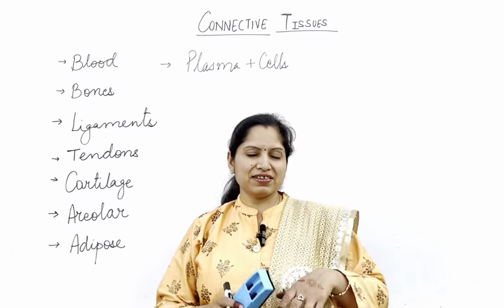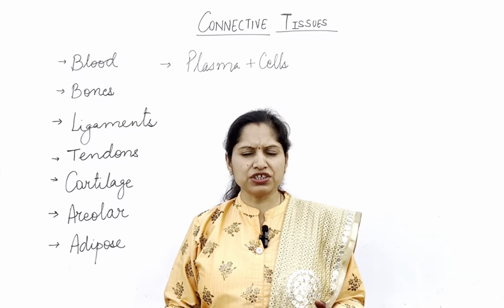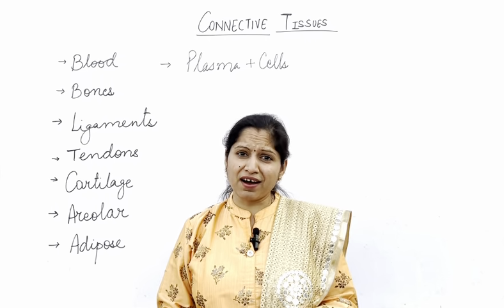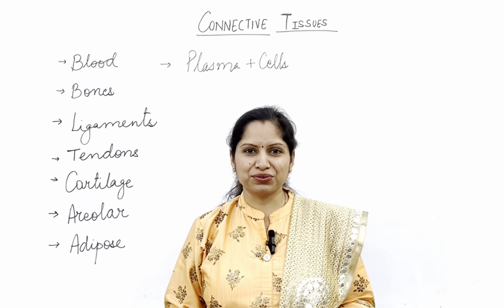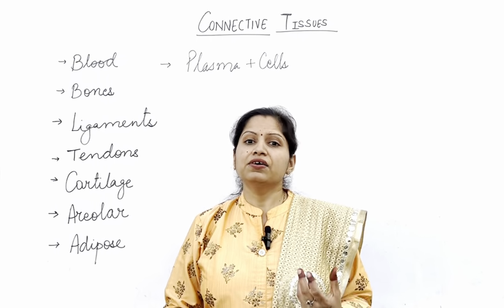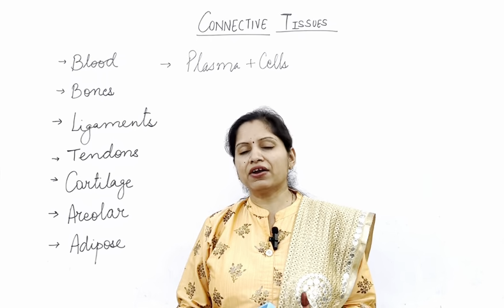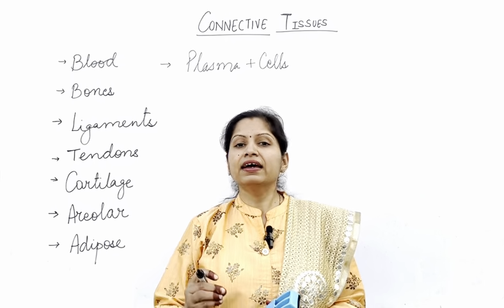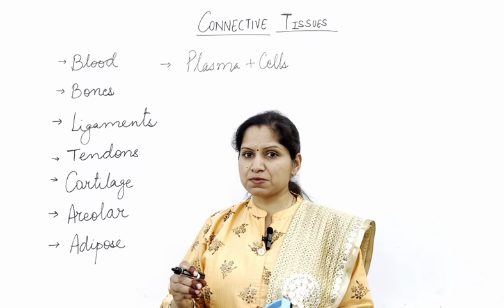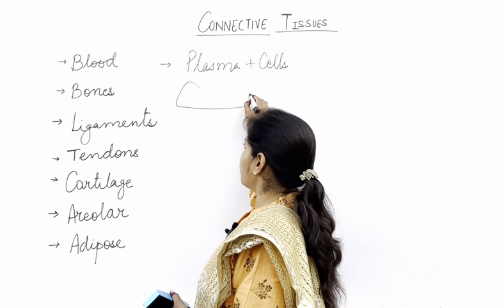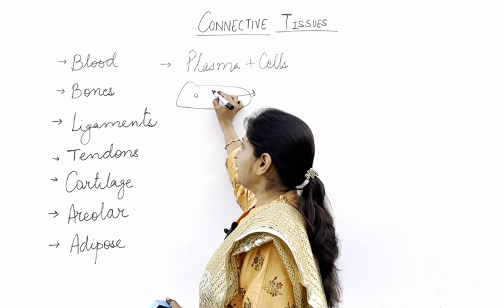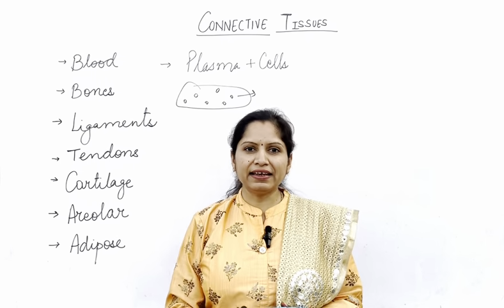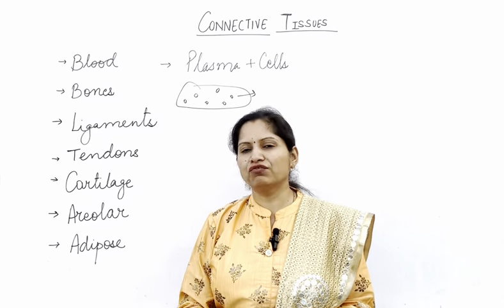Next comes the bones. It's just the opposite. The matrix is totally solid, very hard, very rigid. Bones need to be hard, need to be rigid. So in bones, what is the matrix made up of? The matrix is made up of calcium and phosphorus, and in it the bone cells are suspended. This matrix is completely hard, completely rigid and non-flexible.